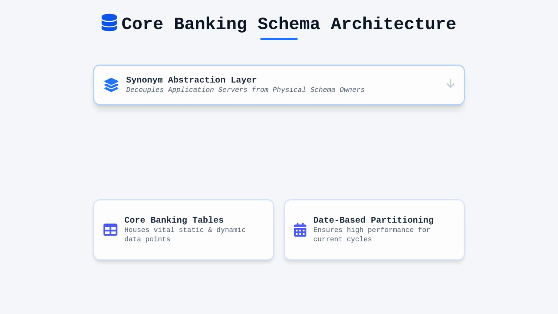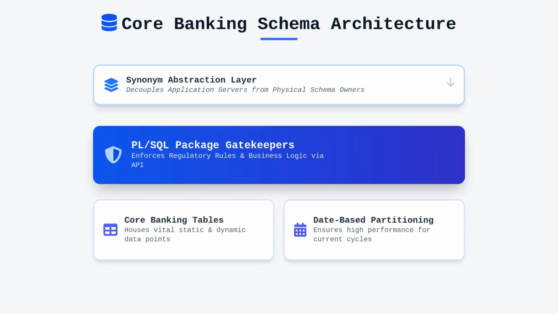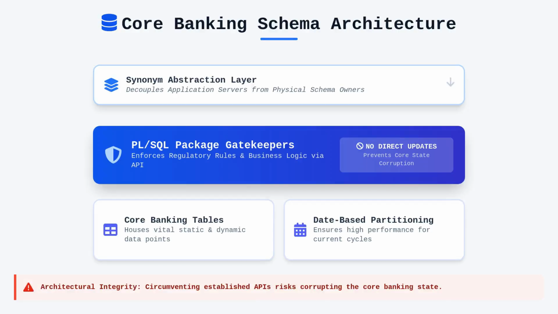Beyond the standard relational tables, the schema incorporates complex PL/SQL packages that act as the gatekeepers for data entry and modification. These packages contain the business logic that ensures a transaction conforms to the strict regulatory and functional rules defined within the parameterization modules. If you attempt to update underlying tables directly, circumventing these established APIs, you risk corrupting the core banking state and violating the architectural integrity that the product is designed to maintain.